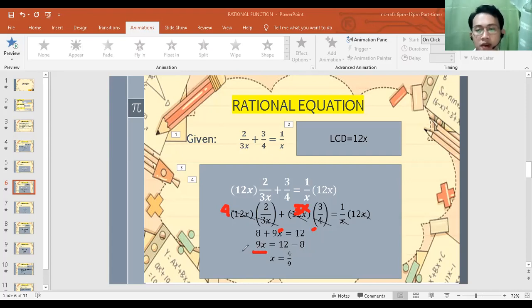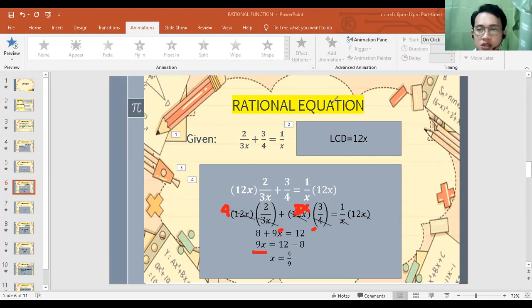Why are we going to divide both sides by 9? Because we are only looking for the value of x. Since it is beside a constant number 9, in order to find the value of x, we divide that expression by its constant number beside it. So since 9 is beside x, we divide it by 9. 9x over 9, that's x. And then 4 over 9. So as you can see there, that is the value of our x, 4 over 9.